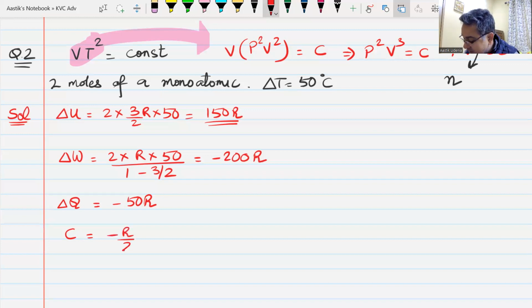Minus R by 2. That means when you increase the temperature, heat is actually coming in, right? No, heat is going out. Why is it going out? Because more work is done and the internal energy is not changing that much. It's a hypothetical process that I have created. Anything can happen in a hypothetical process. Do we understand this? Yes, sir. So if any question comes in this category, you should be able to solve it and see how that process can be done. Do we understand this? Yes, sir.